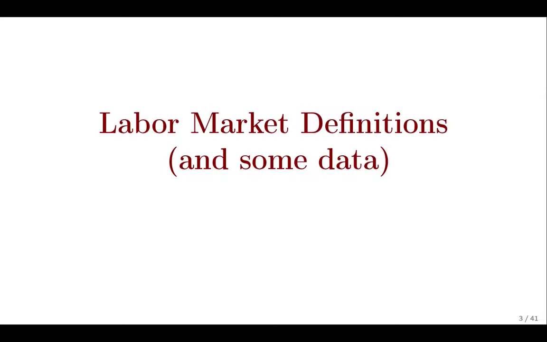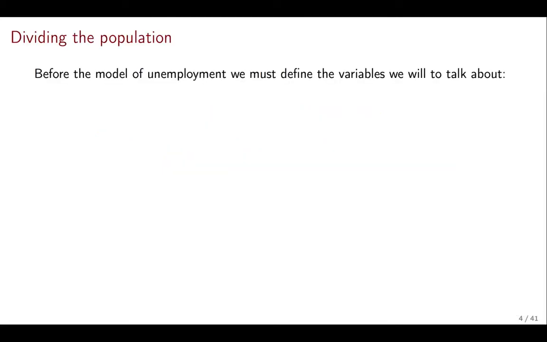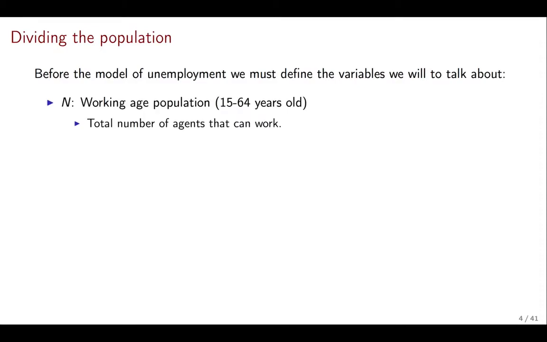This is the first video of the sub-series on labor market definitions and some data, some trends that are very interesting and very important to understand the evolution of labor markets. So the first thing we need to do is to define certain variables that are going to let us divide the population into groups so that we can model unemployment relative to other actions that agents can have.